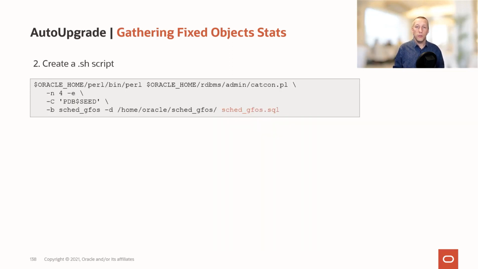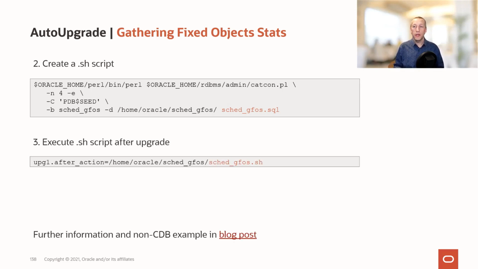In addition, you create a shell script that uses catconpl to execute your SQL script in all of your containers, all of your PDBs, including $root. And then you tell AutoUpgrade to run that script after the upgrade has completed. So, after the upgrade, AutoUpgrade will run your shell script, which runs catconpl, which executes your SQL script, which creates a scheduler job that gets executed in 7 days and takes care of gathering fixed object statistics in all of your databases. Now you might ask, is 7 days from the upgrade the best time to gather fixed object statistics?